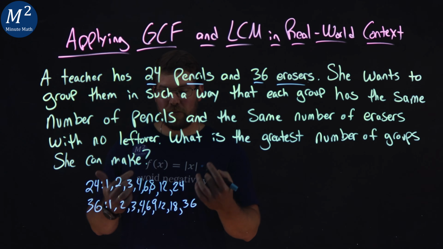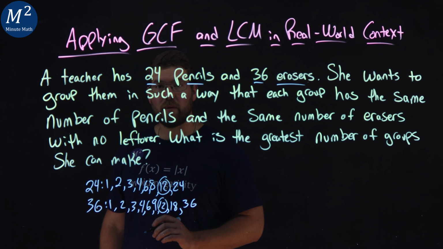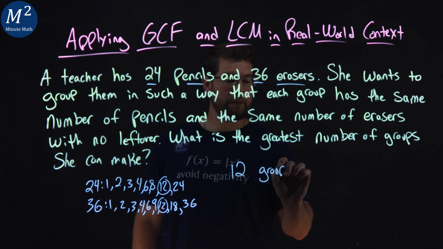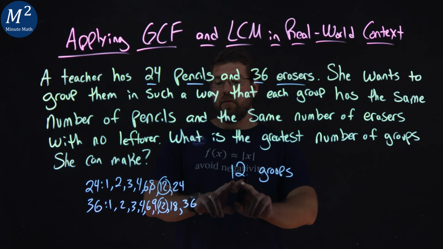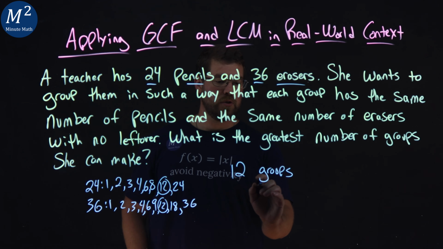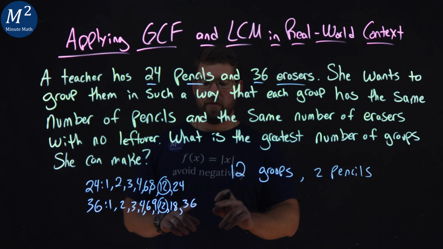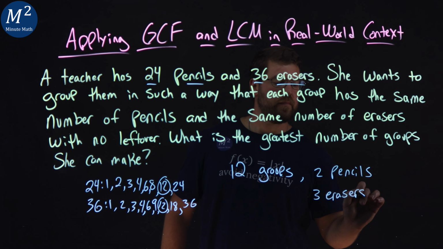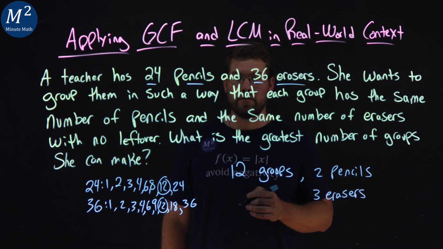The greatest common factor in both of these is going to be 12. So that means that we can have 12 groups. There's 24 pencils, so 12 goes into 24 2 times, so 12 groups of 2 pencils, and then 36 divided by 12 gives us 3 erasers. So she can make 12 groups, and each group gets 2 pencils and 3 erasers.